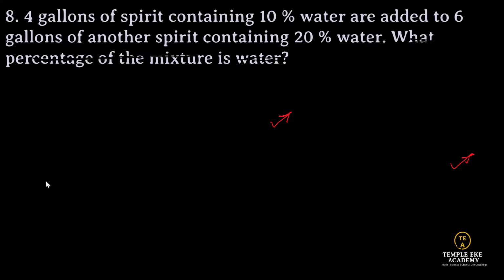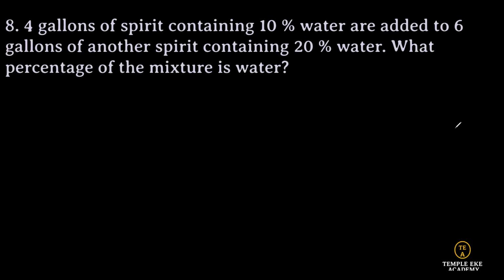Now, this is a very interesting question. 4 gallons of spirit containing 10% water are added to 6 gallons of another spirit containing 20% water. What percentage of the mixture is water? This is a beautiful question. There are 2 spirits here, 2 varieties or brands of spirits. The first one, spirits containing 10% water. The second one, spirits containing 20% water.